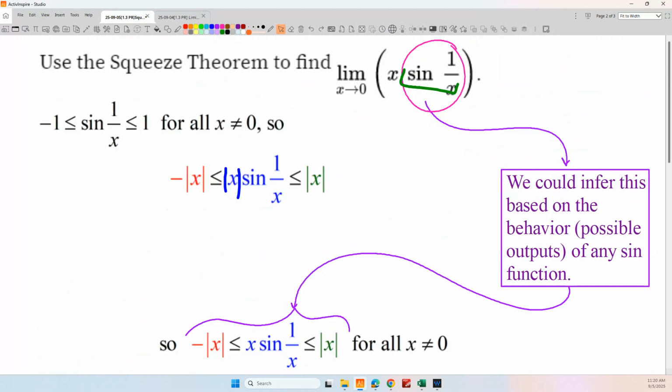If we look at the original equation, we could have known what was going on here too. As x is approaching 0, not equal to 0, what are we going to get? If we try to evaluate this limit directly, it's going to give us 0 times a finite number, right? What's 0 times any finite number? Probably 0. Make sense?